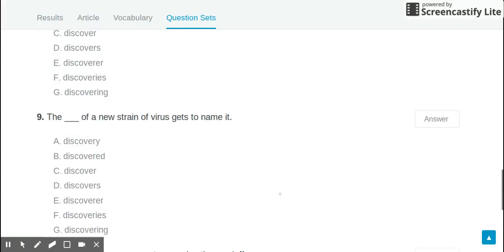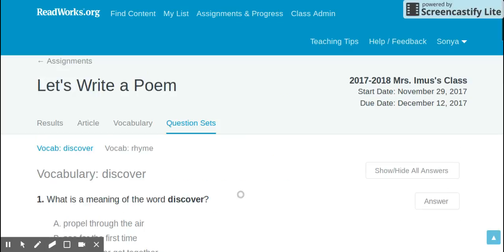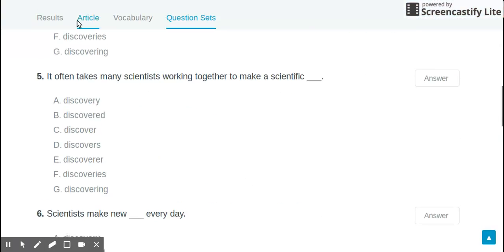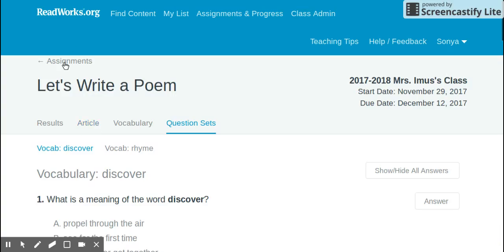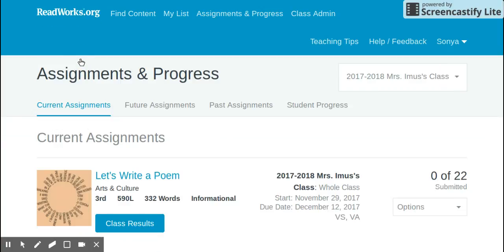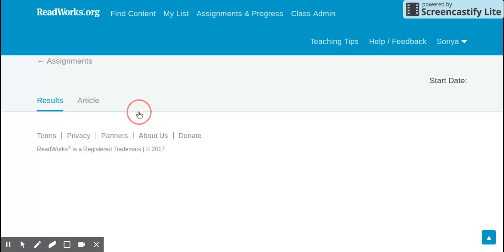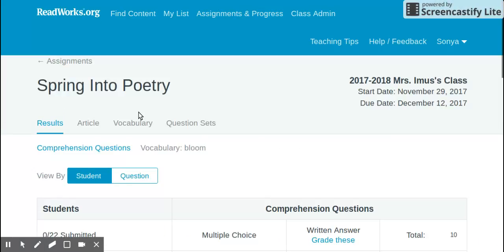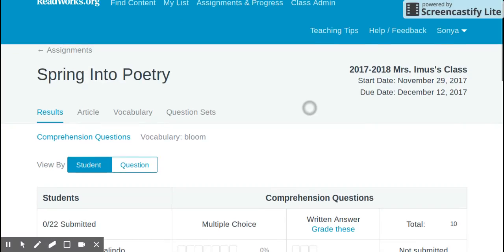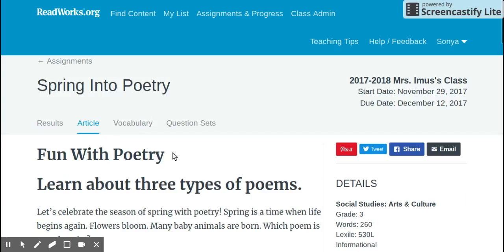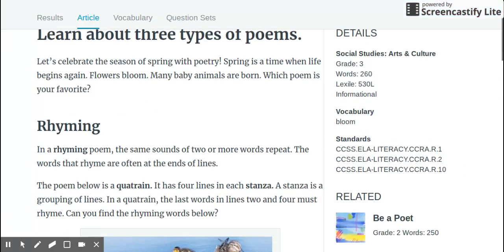The next one you have to do, once you finish this article, let me go back. There's one more for you, and I think it's titled Spring into Poetry. Let's see here. Yes, right here, has some ducks right there. When you open up Spring into Poetry, you will see your article. Again, mine looks a little different. Fun with poetry, learn about 3 types of poems.